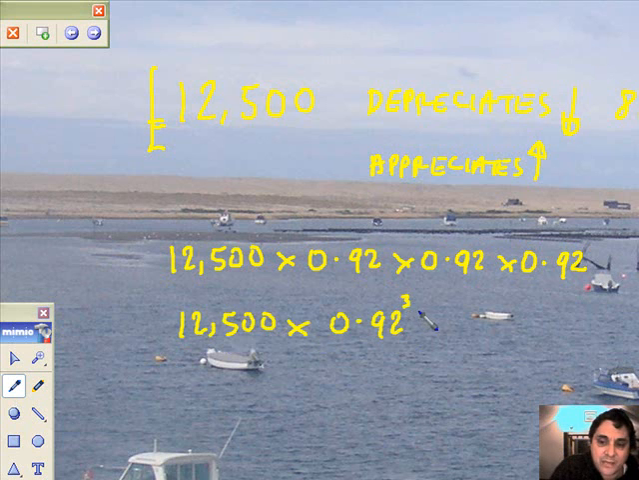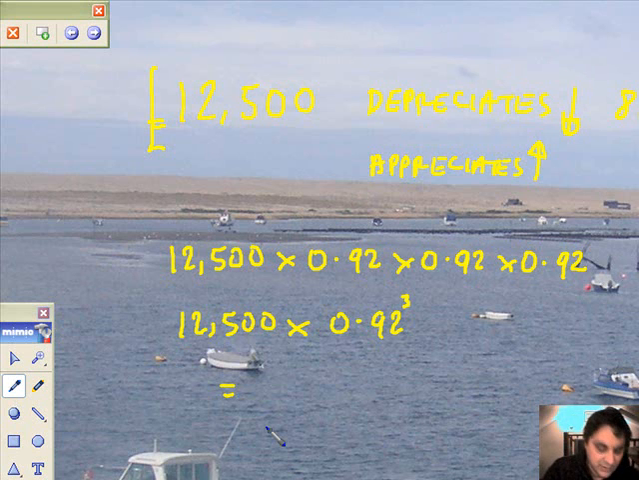0.92 to the power of 3, and as you can see, that 3 must represent these 3 years. Now we can pick up our calculator. We can put in 12,500 multiplied by 0.92. I'm going to raise that to the power of 3. I've got my Q button there. Bam, here it is.